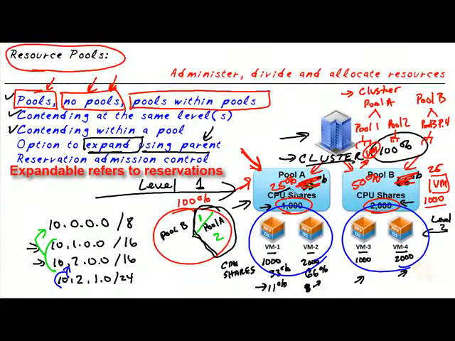If, on the other hand, pool A was not set as expandable and there were VMs that were asking for more resources, pool A, without that expandable option, would just say, no, sorry, I can't go ask mom or dad or grandpa. There's no more available for you. I'm sorry. And as part of not having enough resources, reservation admission control simply says this. If there's a virtual machine, we'll call it VM number 5, that's in this resource pool.